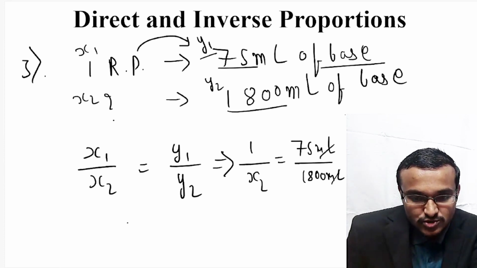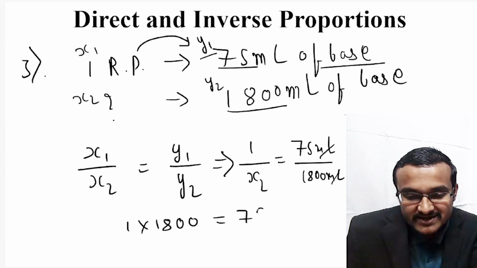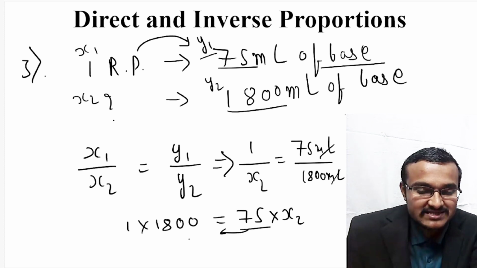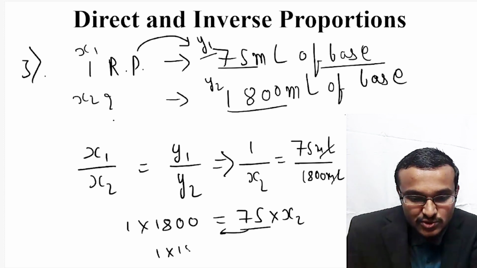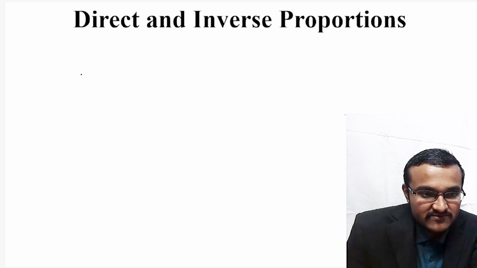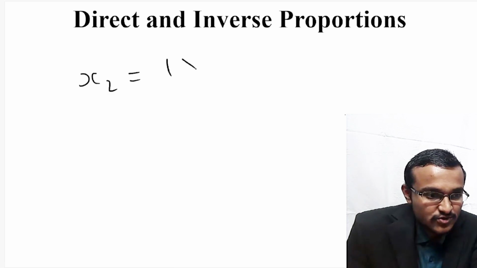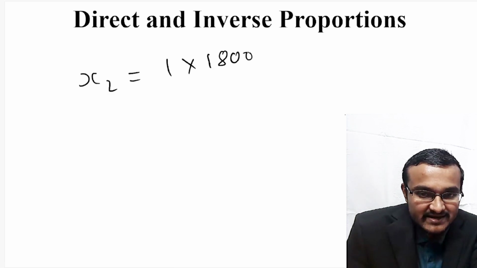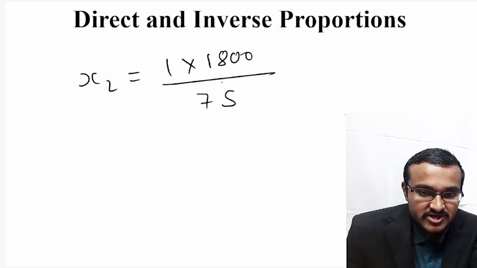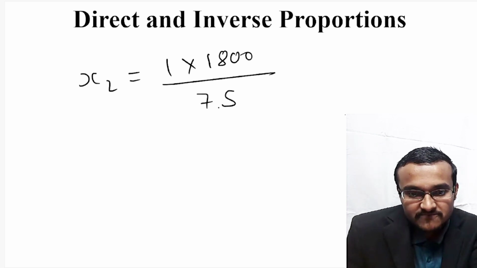So this will be equal to 1 into 1800 is equal to 75 into x2. So this particular 75 when you bring to LHS, it will be equal to 1 into 1800 divided by 75 is equal to x2. So the value which we are getting is x2 is equal to 1 into 1800 divided by 75. So here this particular equation you can actually solve.